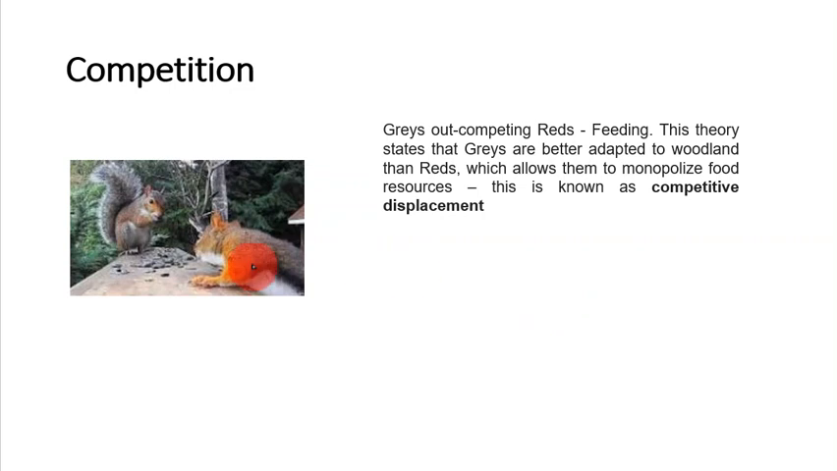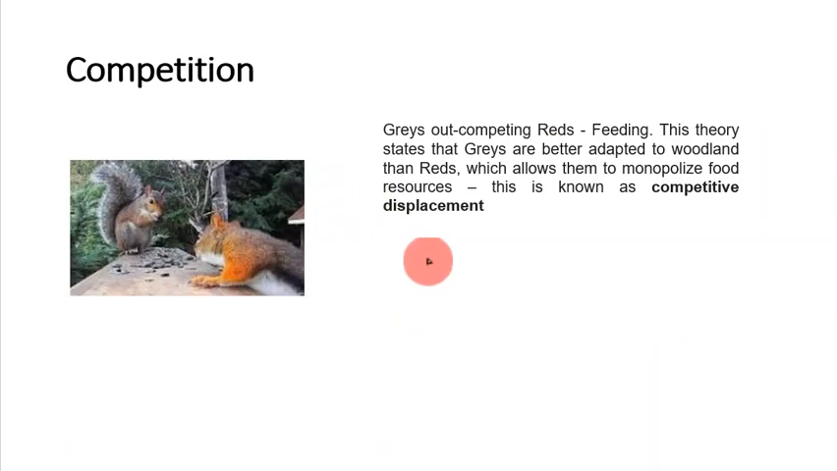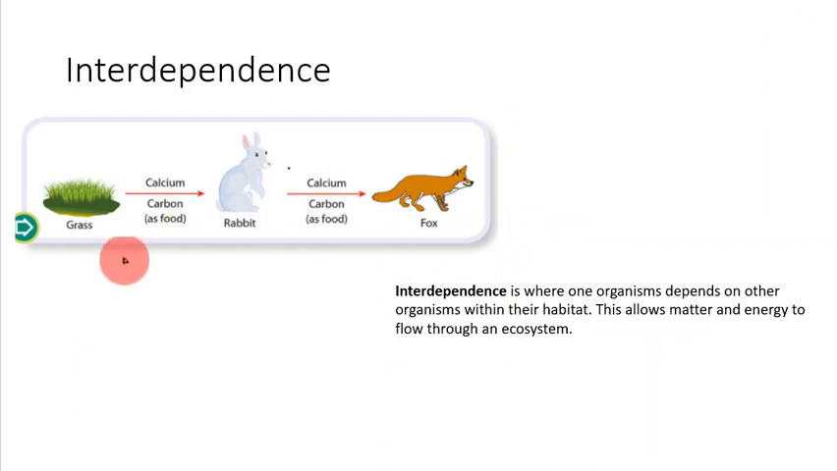So what happens then is, because these grey squirrels are much better adapted to living in woodlands and they're able to outcompete, the red squirrels don't have enough food, so they have to move out of the habitat that is occupied by the grey squirrel. So that's what's known as competition. The next thing then is this idea of what's known as interdependence.